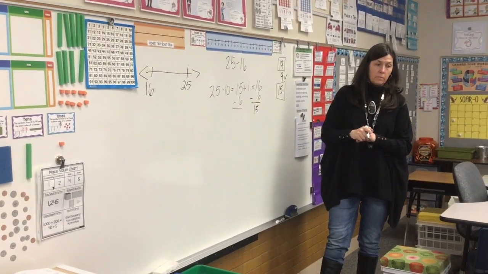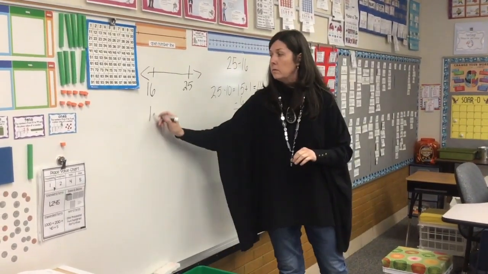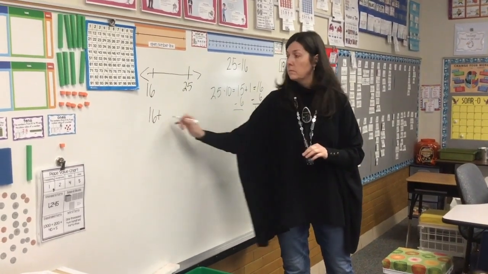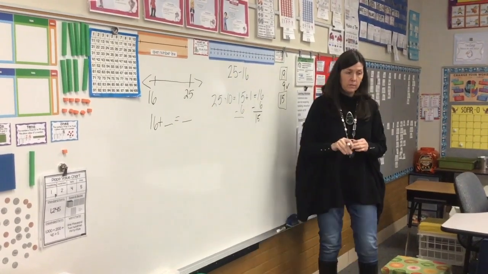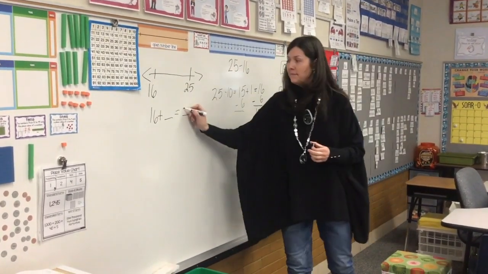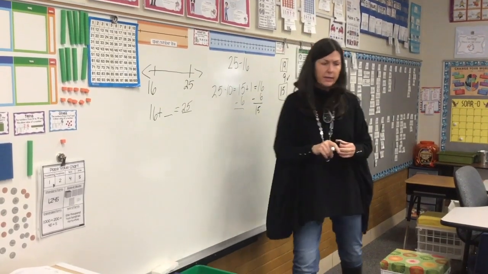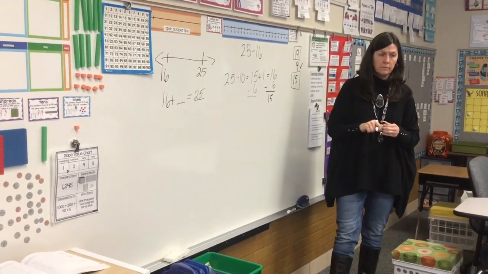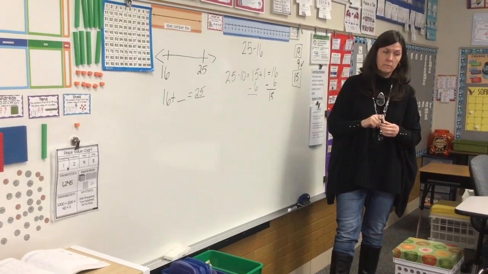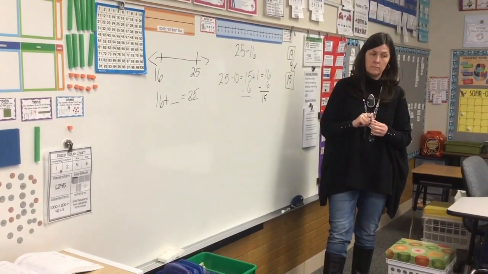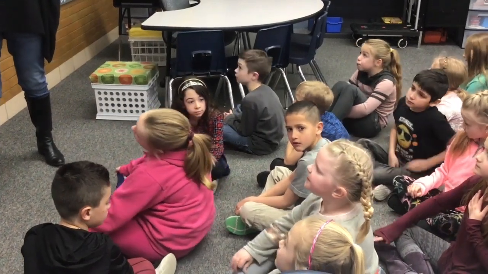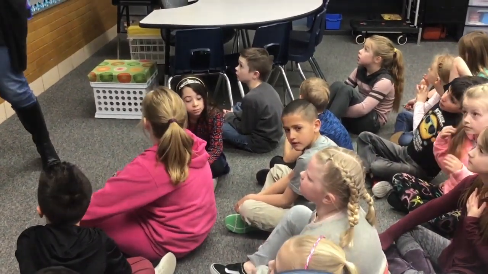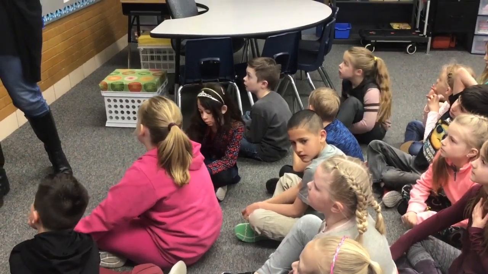But first my equation was 16 plus blank equals 25. Everybody, that is what kind of strategy? Missing addend. Okay. Equals 25. Nice paying attention. Thank you. So first, I jumped 1. Wait, no. I jumped 4. You jumped 4, okay. 1, 2, 3, 4. So plus 4.